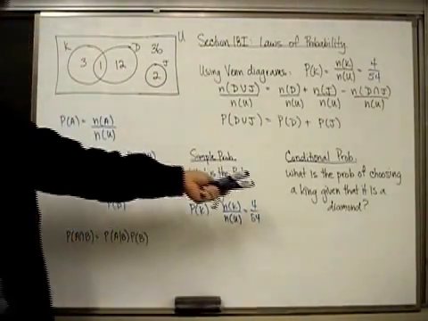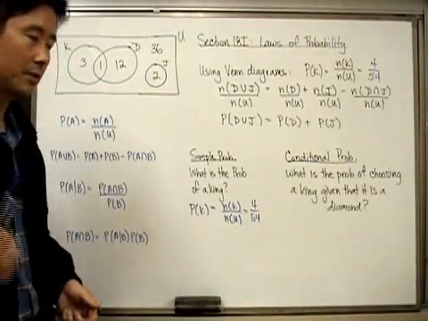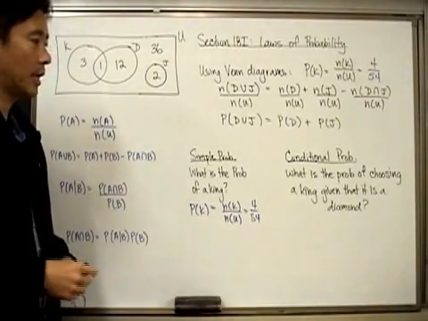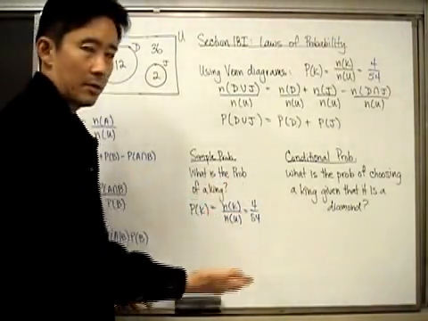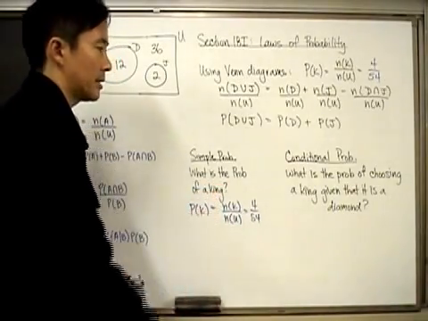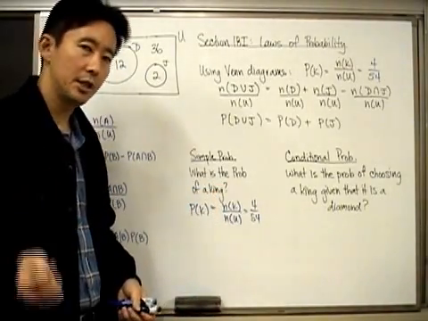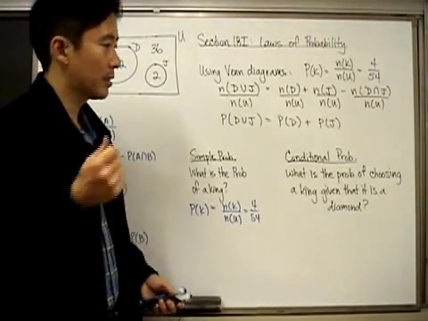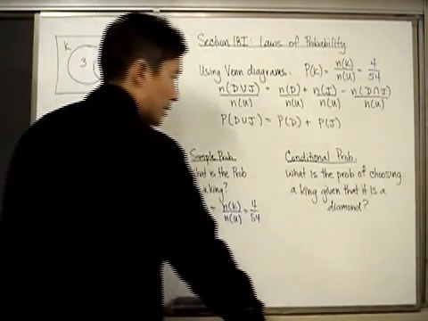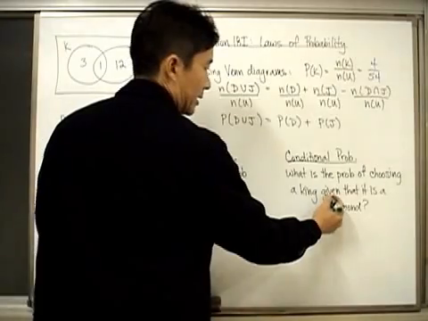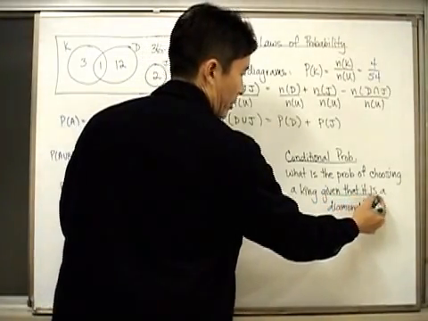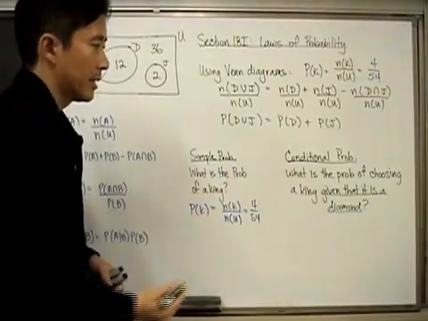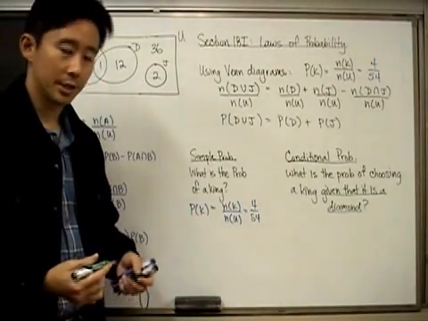Now, take a look at the situation here. This is what conditional probability says. It says, what is the probability of choosing a king? Notice it's exactly the same thing as originally in our simple probability example, but a condition is given. It says, given that it is a diamond. So what that means is that we're actually placing a condition on the probability, which is why we're calling this conditional probability. That is going to be the condition.